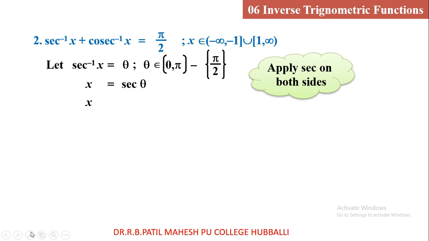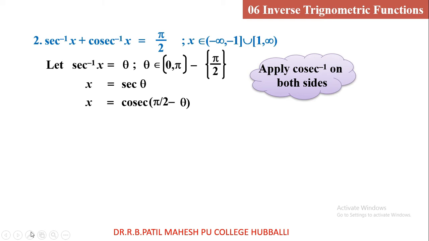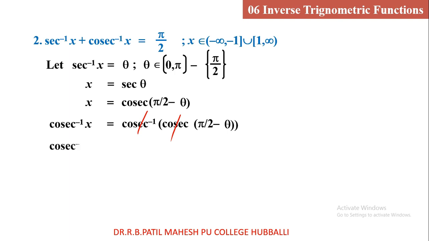Now you need to write sec theta in terms of cosec, cosec of pi by 2 minus theta. Then apply cosec inverse on both sides. So cosec inverse x equal to cosec inverse of cosec pi by 2 minus theta. In the right hand side, what happens? Cosec inverse and cosec get removed, so that cosec inverse x is equal to pi by 2 minus theta.